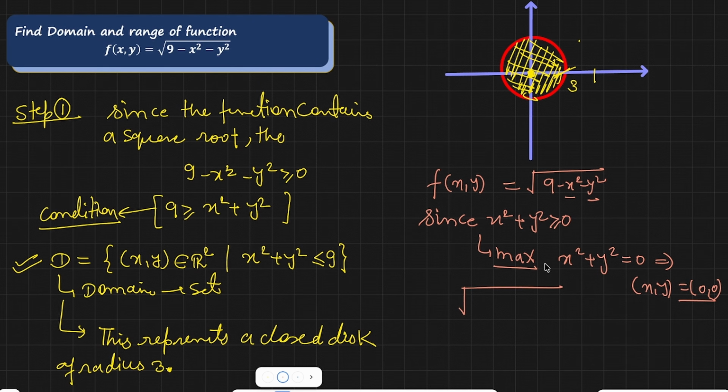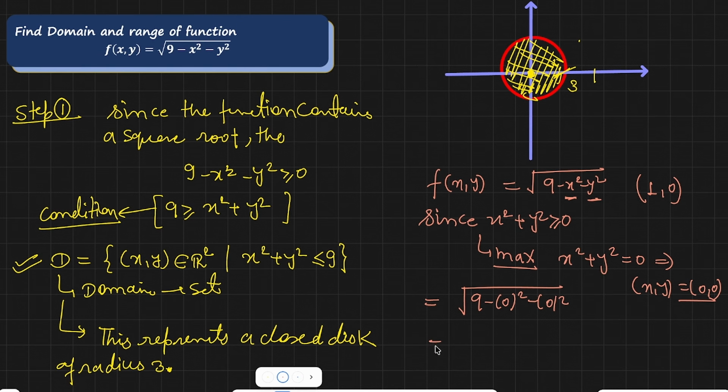If I put, let's say, (1, 0), then 9 minus 1 will be root 8. So the function takes the maximum value when both are 0, and only this expression remains. So it will be 9 minus 0² minus 0².